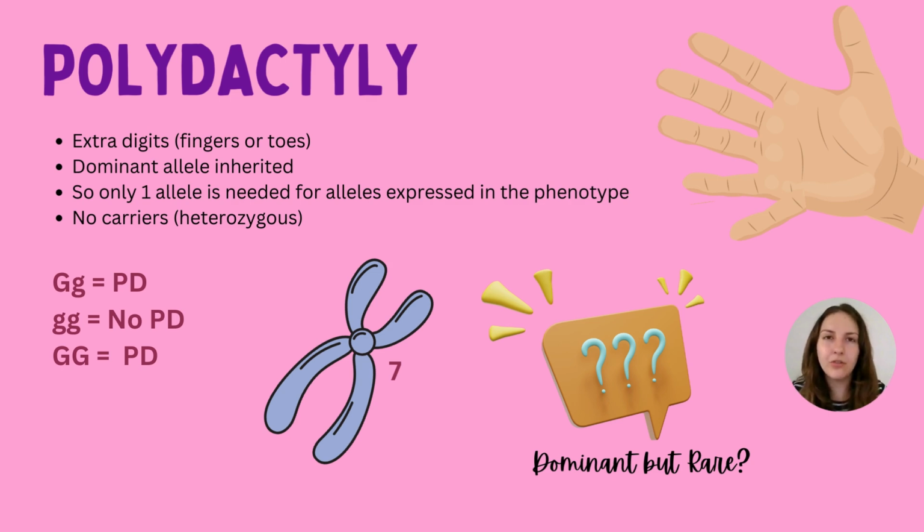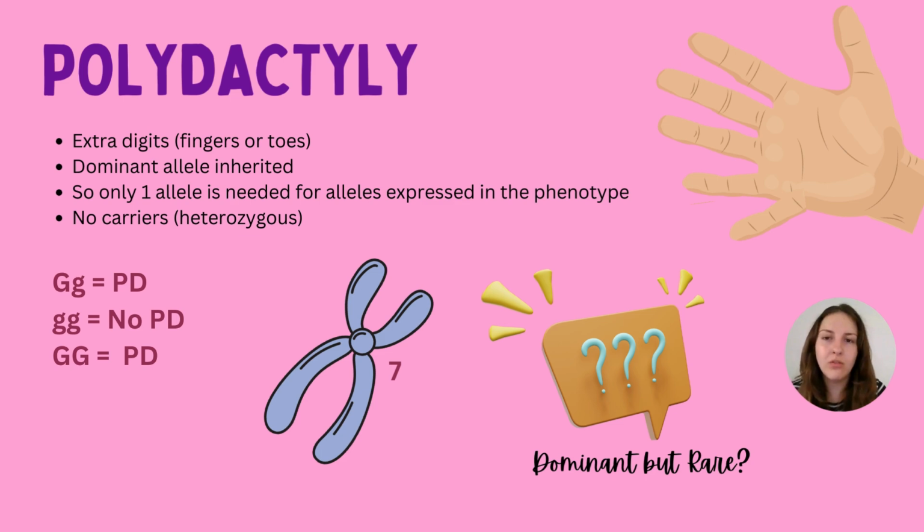Now, it's interesting about this particular condition because it's, like I said, a dominant inheritance, but it's actually quite rare. So you don't often see people with more fingers and toes than default. But yeah, why is it rare? And the reason it's most likely rare is because the evolutionary advantage isn't necessarily there.